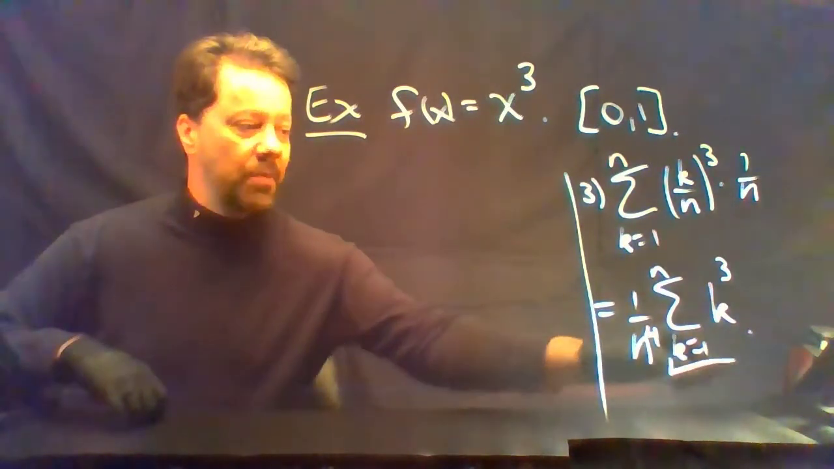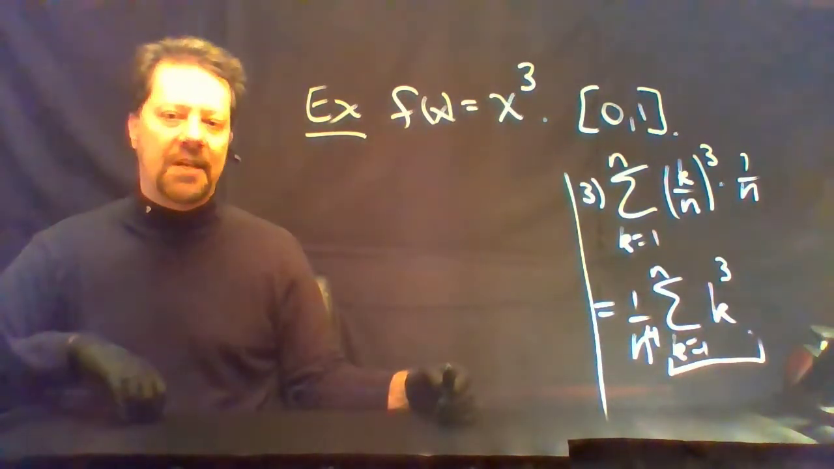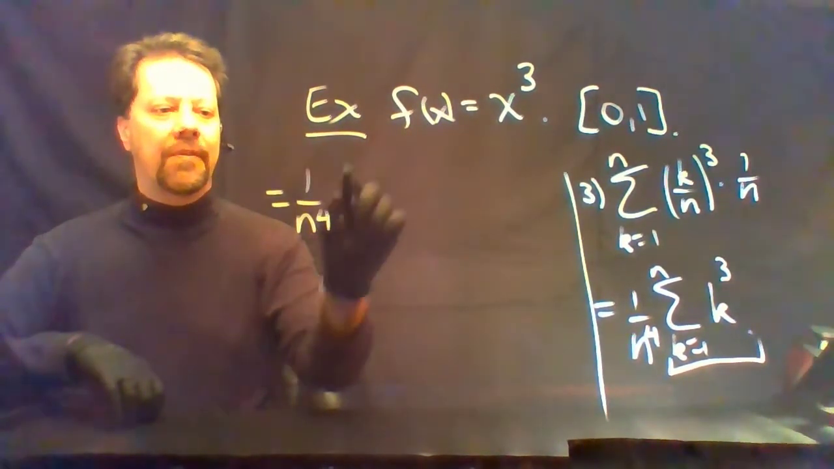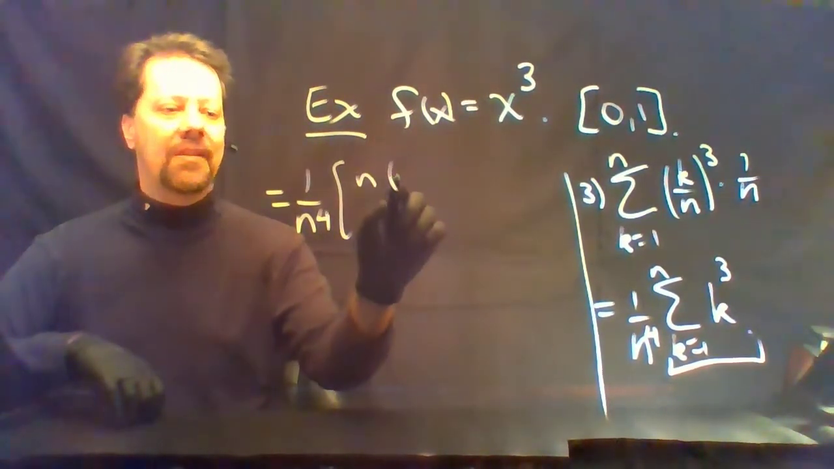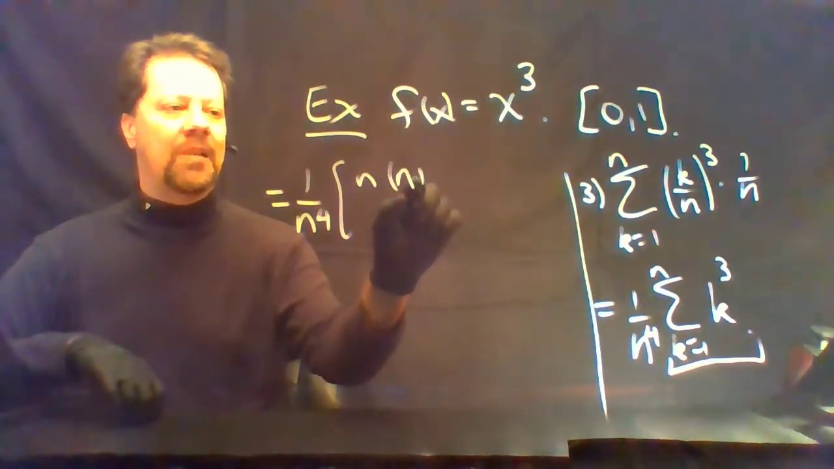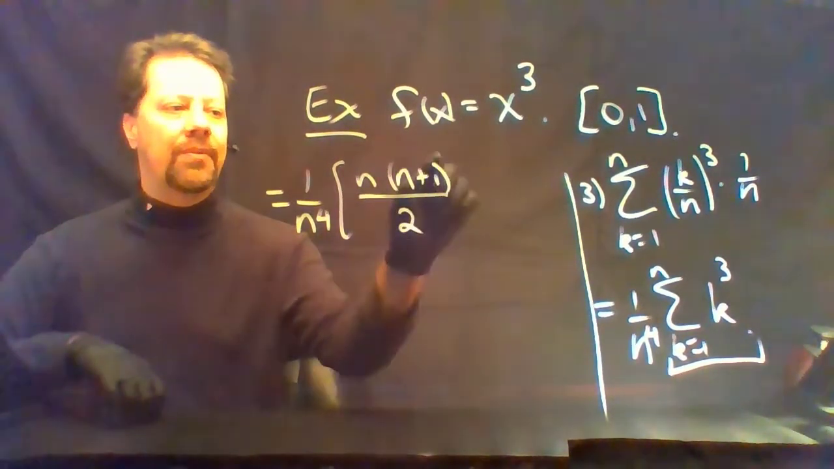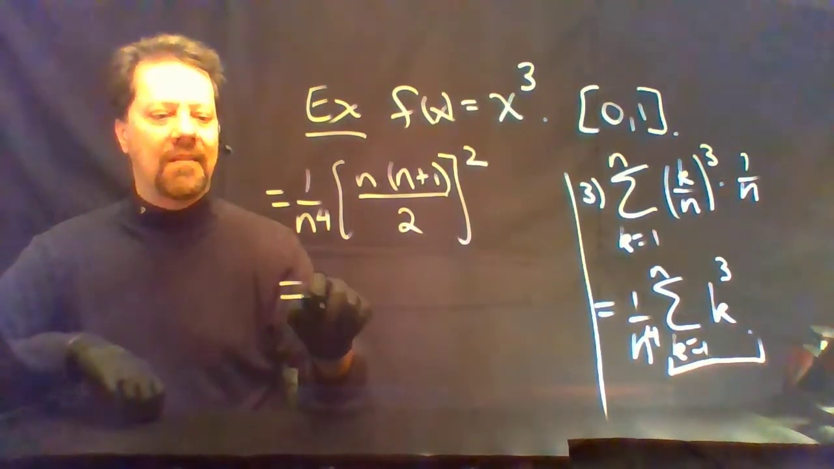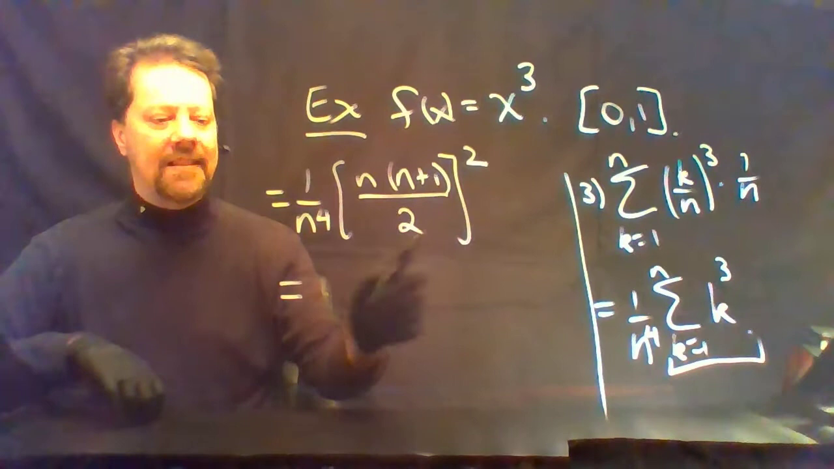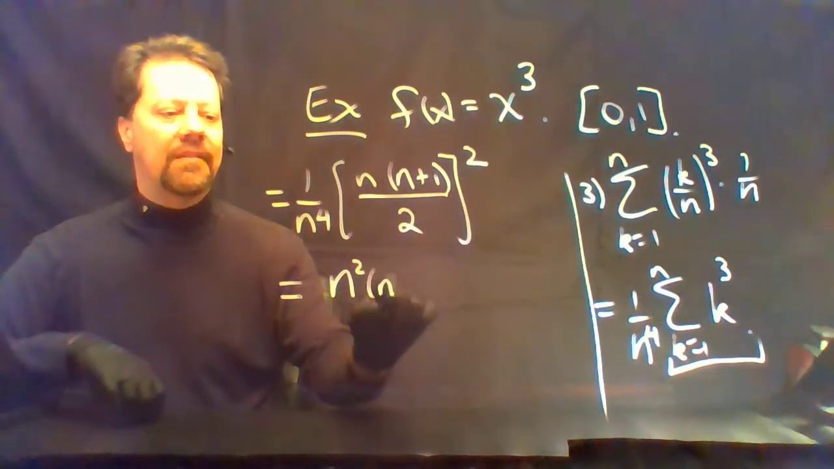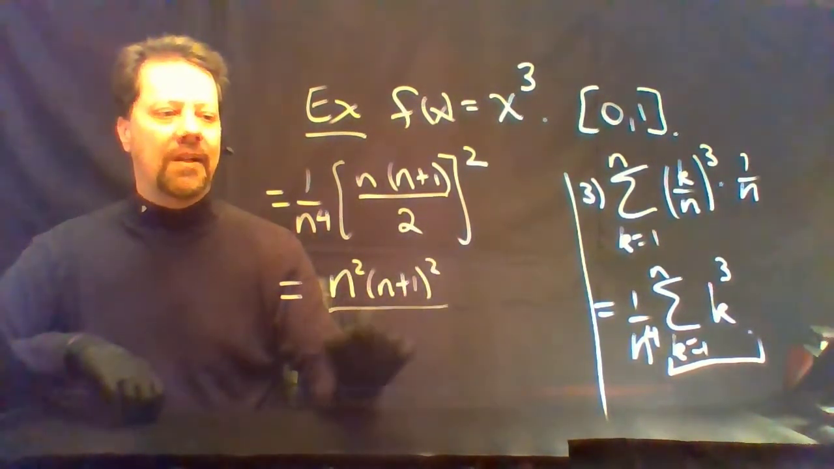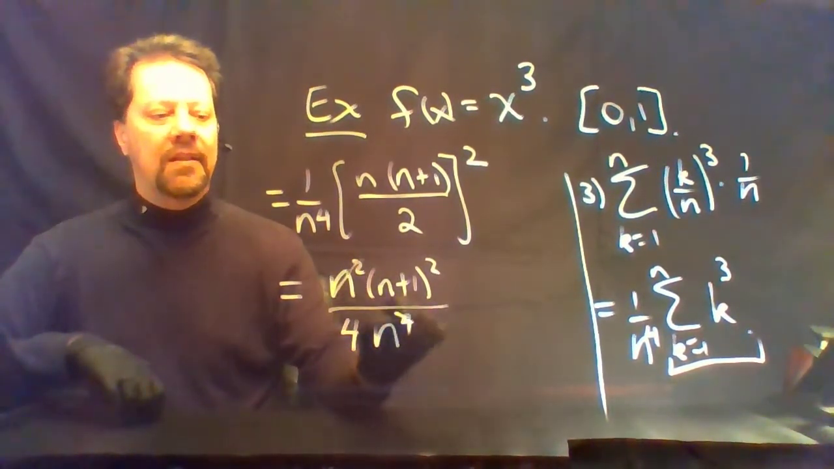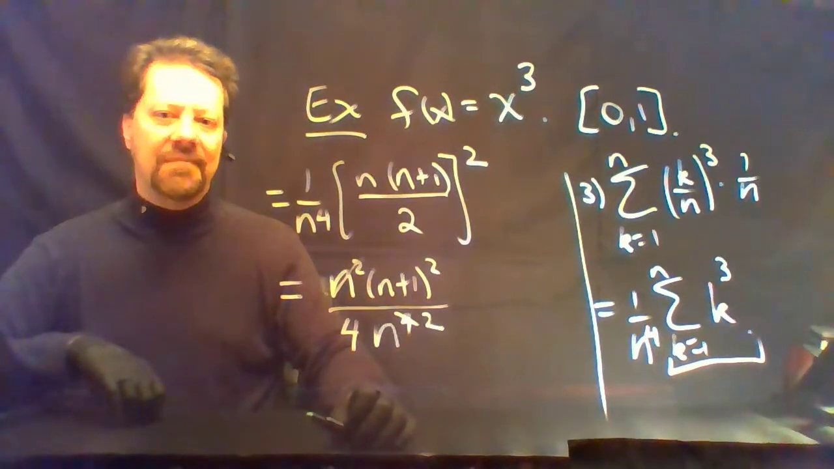It is at this point we need to use that formula for the sum of k cubed. We'll have this 1 over n to the fourth, but it's going to be times the quantity n times n plus 1 over 2 quantity squared. Foiling this out, we get n squared, n plus 1 squared over 4 times n to the fourth. We do get a little bit of cancellation.